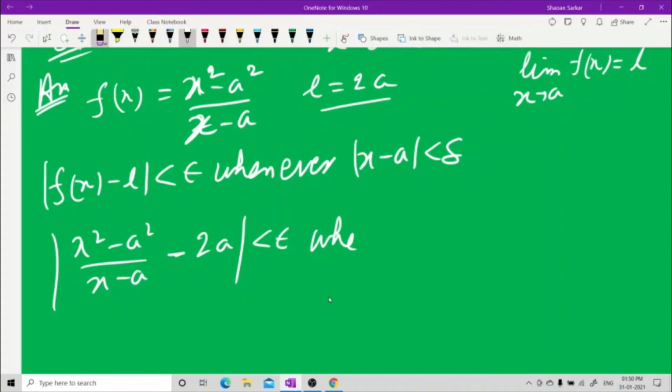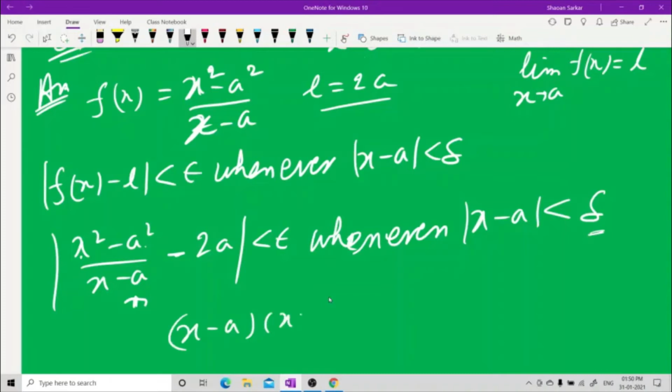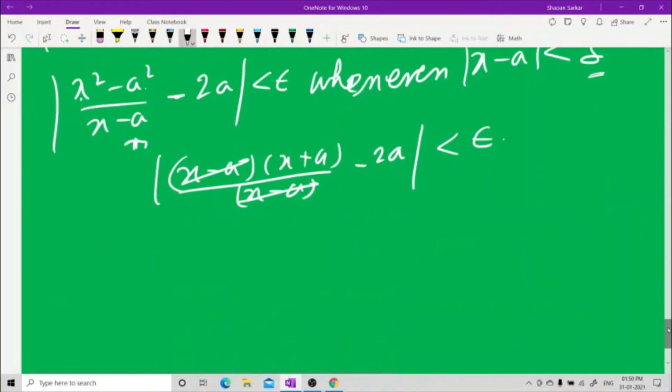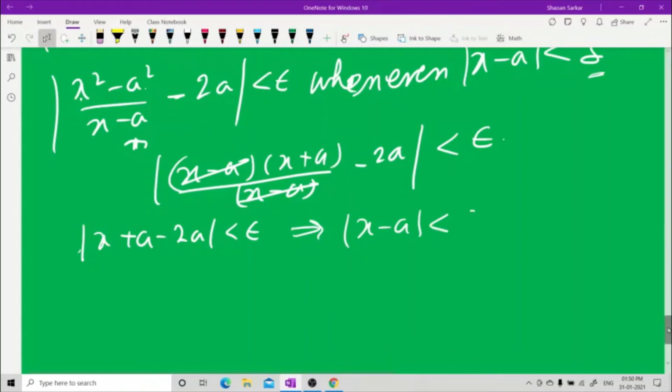Whenever |x minus a| is less than delta. I have to find this delta; epsilon is given to me. Start from here: x square minus a square can be written as (x minus a)(x plus a) upon (x minus a), minus 2a, mod whole less than epsilon. Now this and this cancel out. What you have is |x plus a minus 2a| less than epsilon. That means |x minus a| less than epsilon. Now check this and this: delta is equal to epsilon.